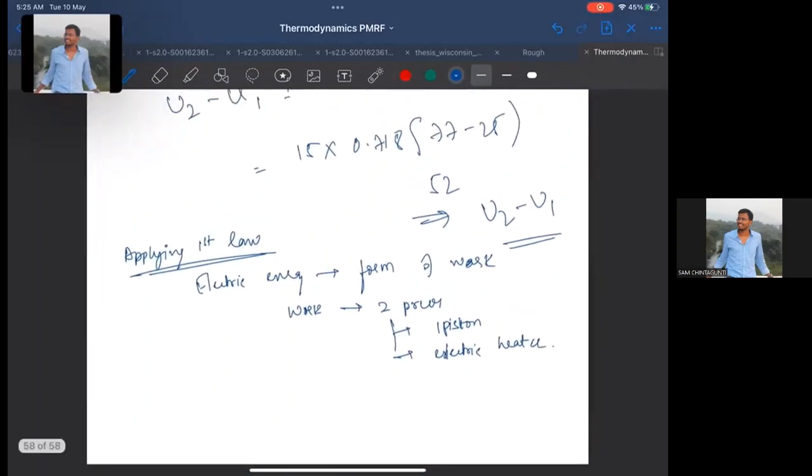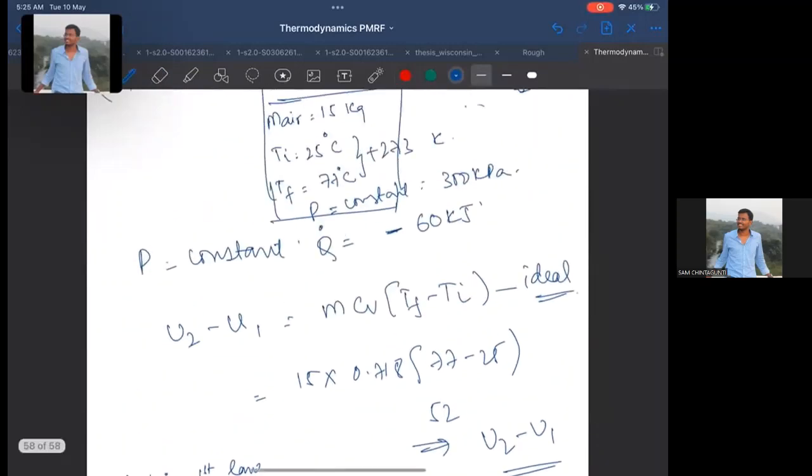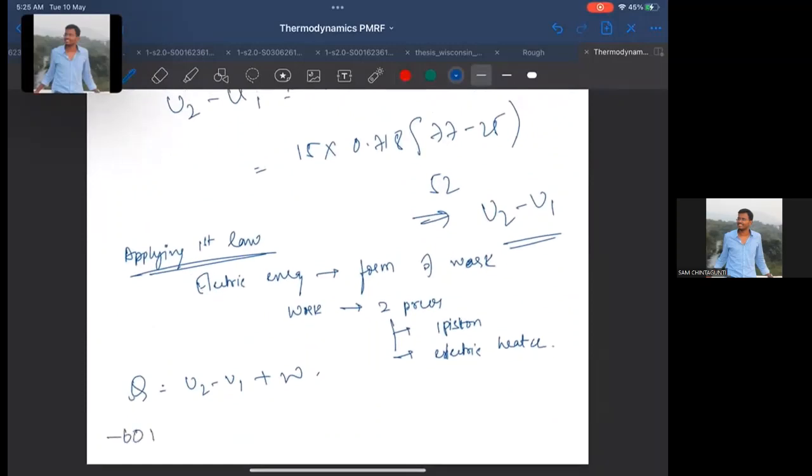Okay, so your Q is equal to U2 minus U1 plus work. So this is minus 60. We have U2 minus U1, and then work. One is P into V2 minus V1, the work done, so positive, plus the one which you are trying to find. This we know, this we know. So this has to be found first.